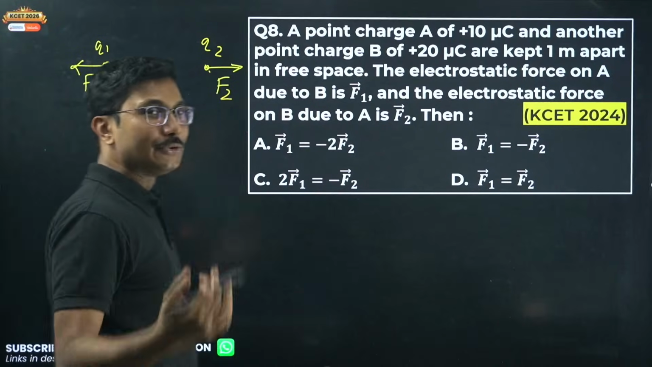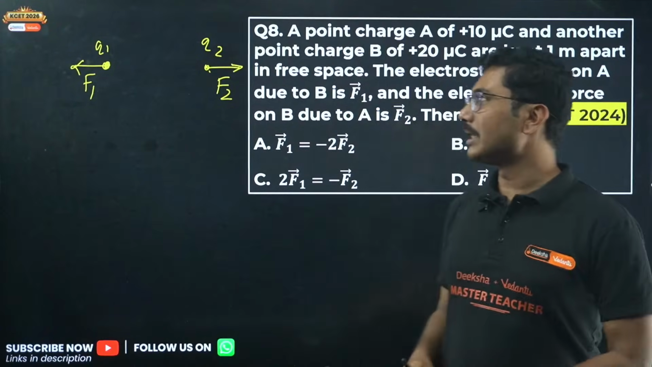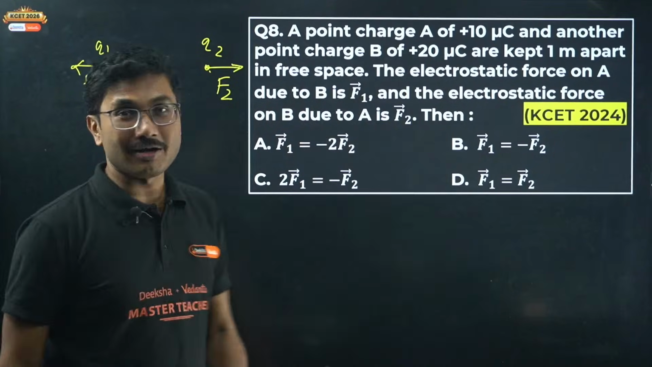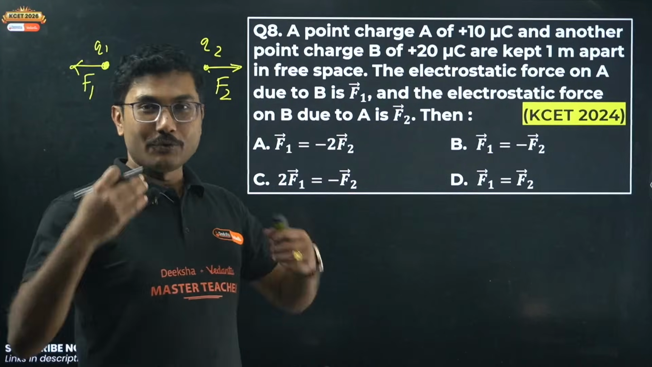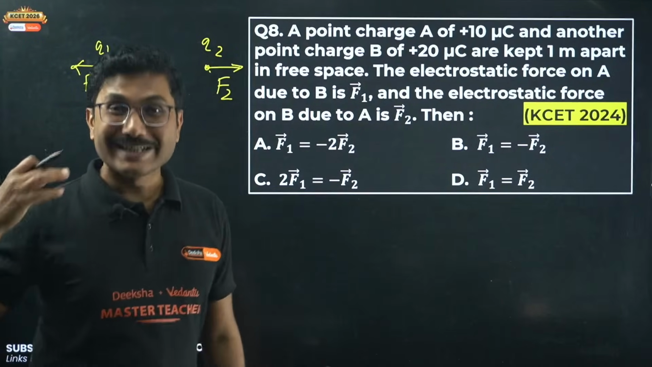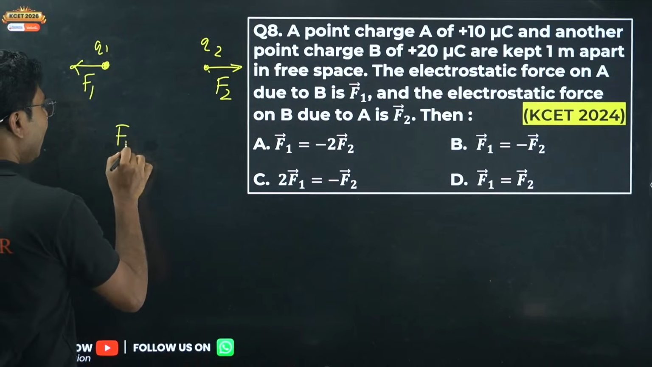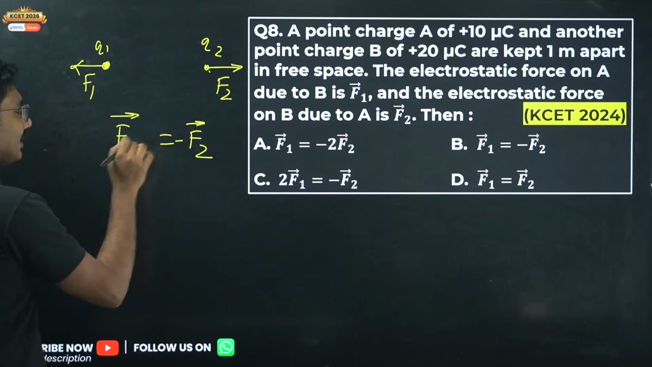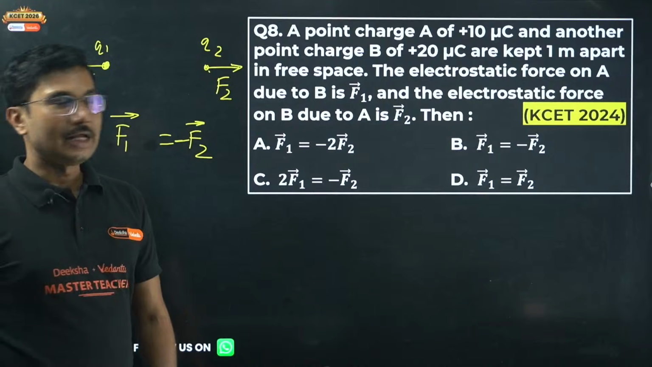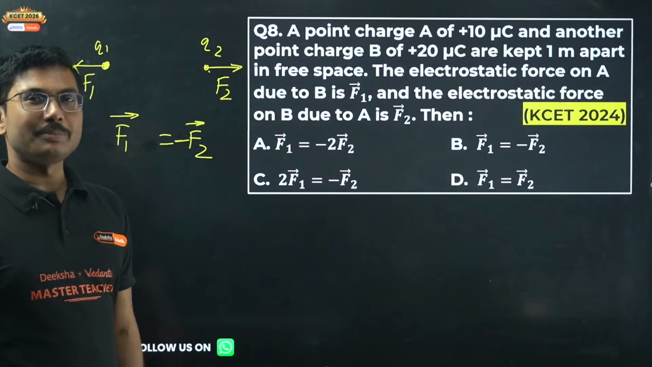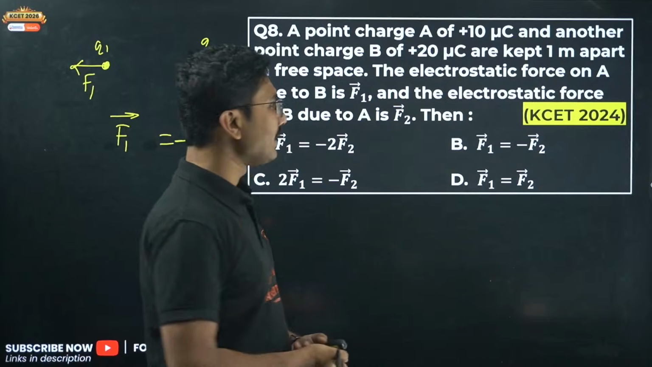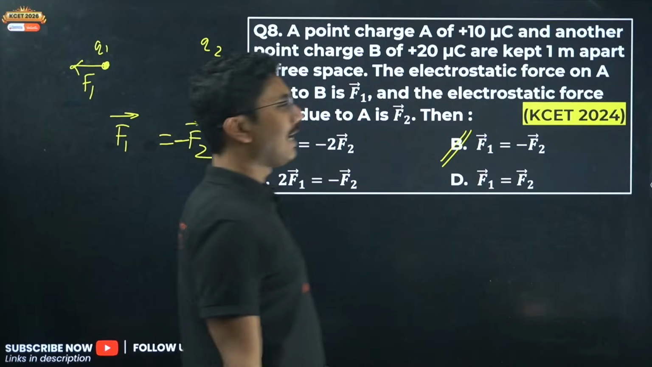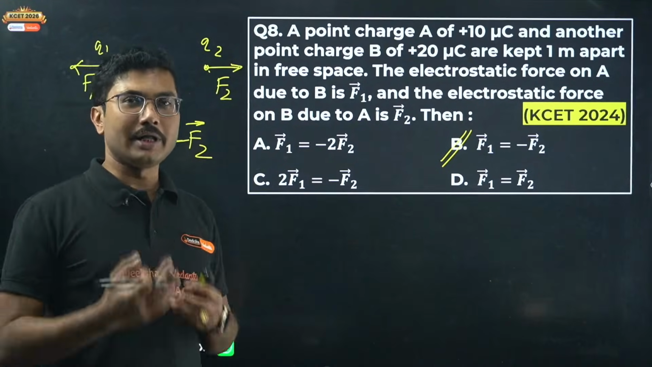Now from Newton's third law, if you take this force as action, this must be reaction. And what is the third law? It says each force has equal and opposite reaction. Equal and opposite. Okay, so when you are adding the vector sign, there will be a negative sign. Equal and opposite means they must be equal and they must be in the opposite direction. Okay, so it is not A but B. B is the answer.